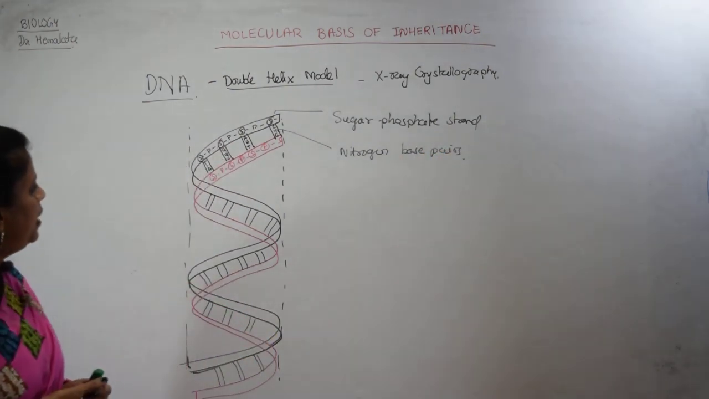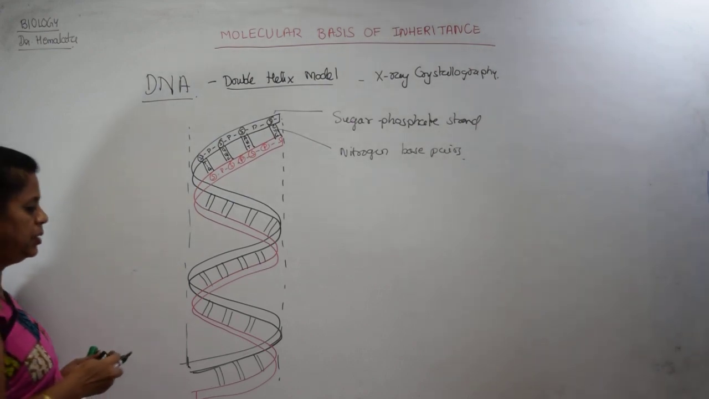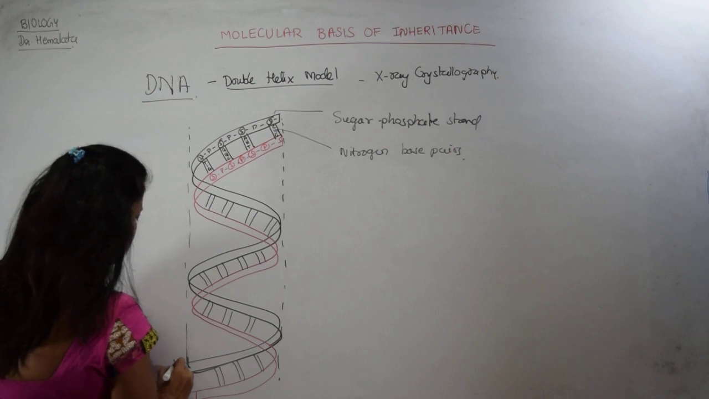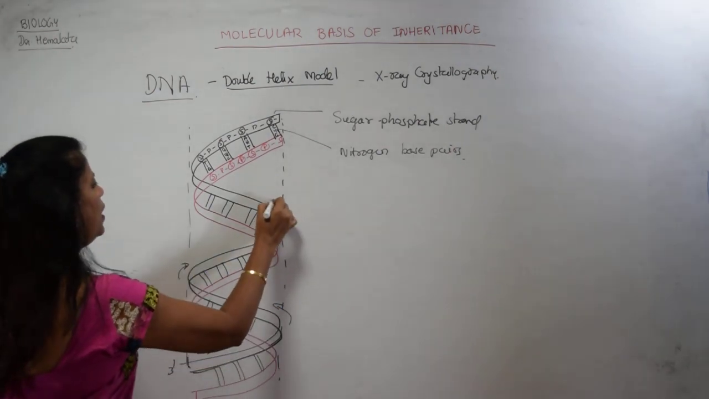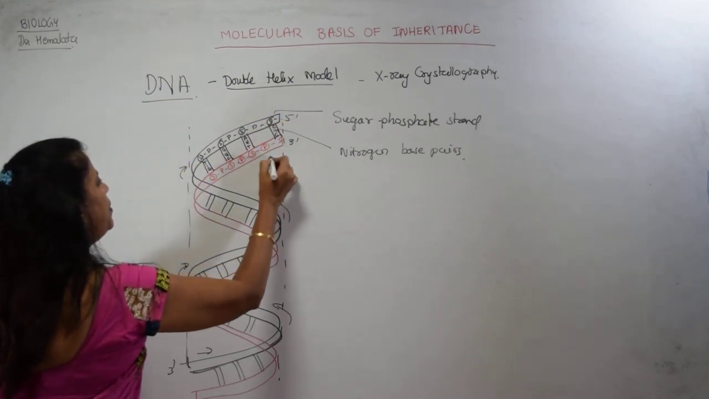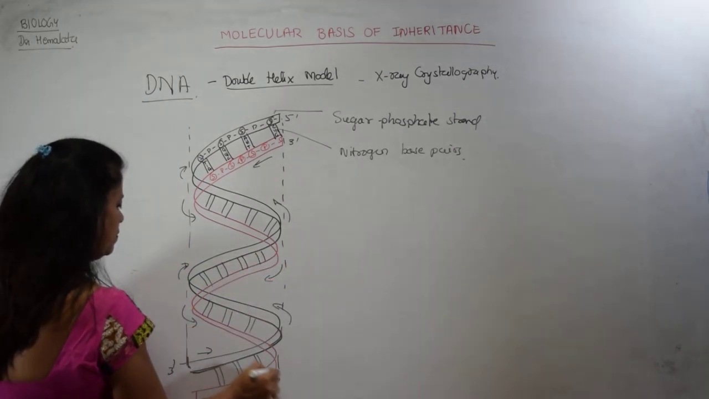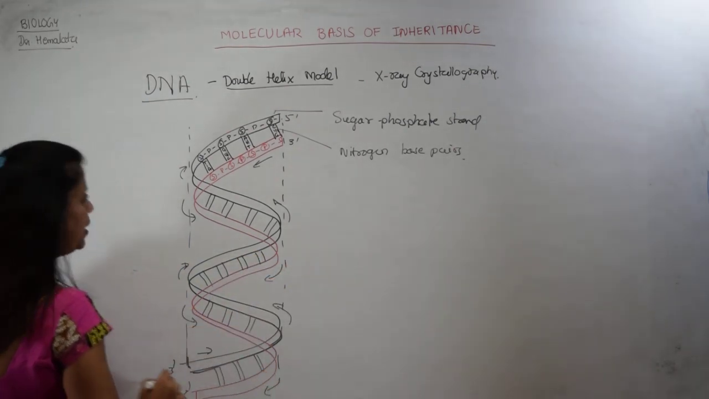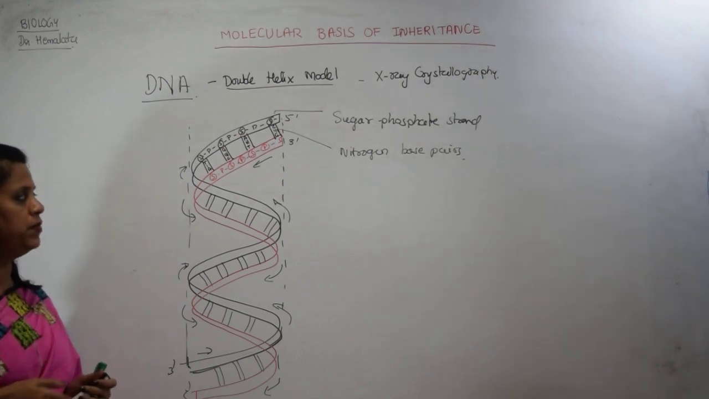Right? Then you show the coiling. One of the strands runs in the 3' to 5' direction. Imagine it is 3' to 5'. This way it is running. Okay. Here is the 5' end. The other is running 3' to 5' in the reverse direction. Here is the 5'. Okay. First you learn this diagram, then I will give you the details of this diagram.